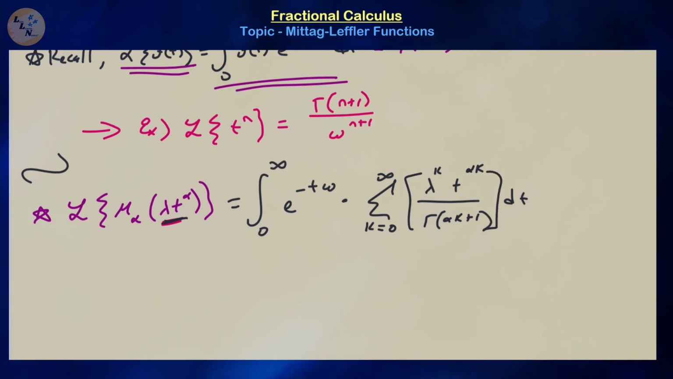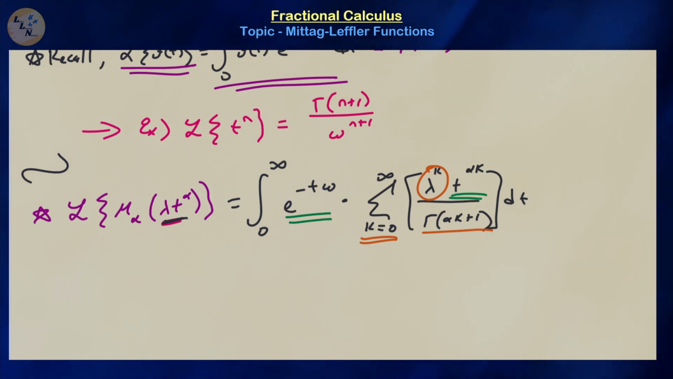Right. So what I want to do is exchange everything that does not really have a t in it. So for example, this lambda to the k doesn't depend on t. This gamma of alpha k plus 1 doesn't depend on t. The summation doesn't depend on t. So the only thing that I need to keep in the integral is that term and that term, since those are with respect to t. So that's going to give us what?